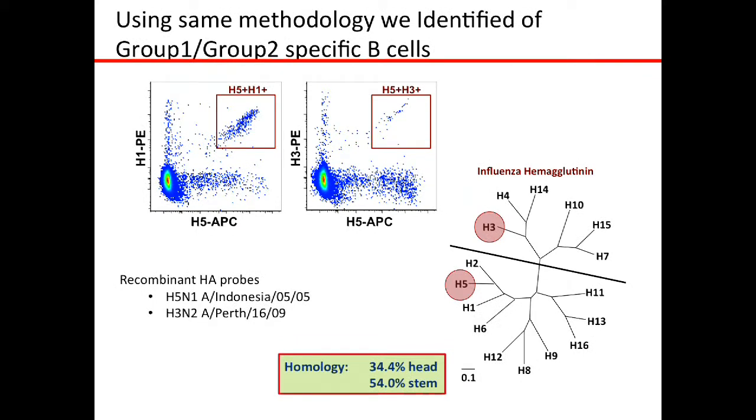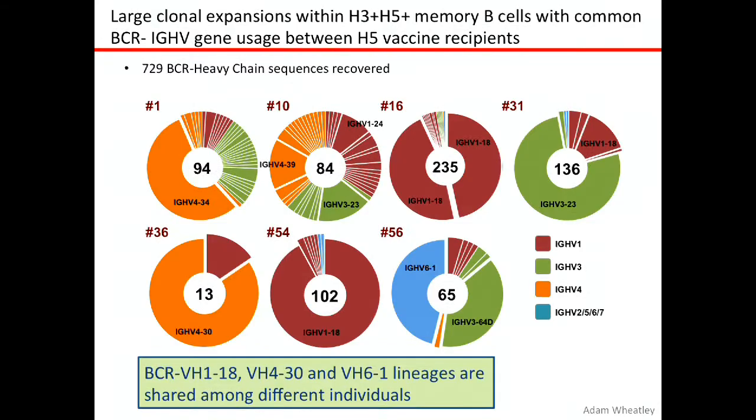So can we pull out B cells specific for group 2? Well, it turns out that we can, but once again, they're dominated by certain heavy chains. So there's large clonal expansions within H3, H5, with common BCR sequences, such as VH118, 430, and 61. Now, these are coming up in different individuals. So different individuals are using the same heavy chain. So it's rather like public and private clonotypes in T cells.